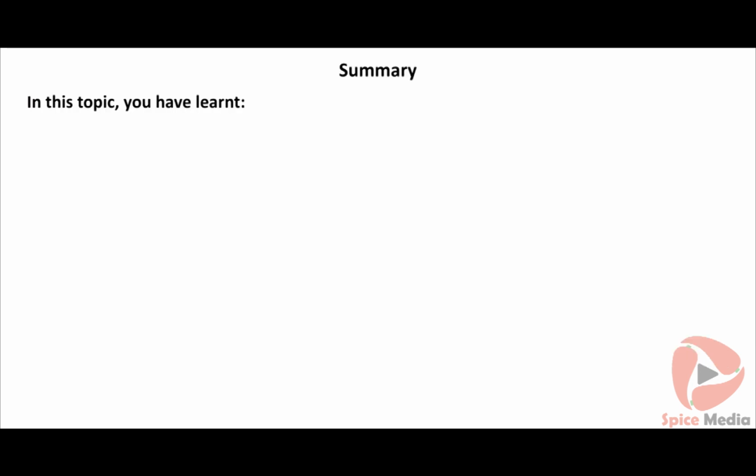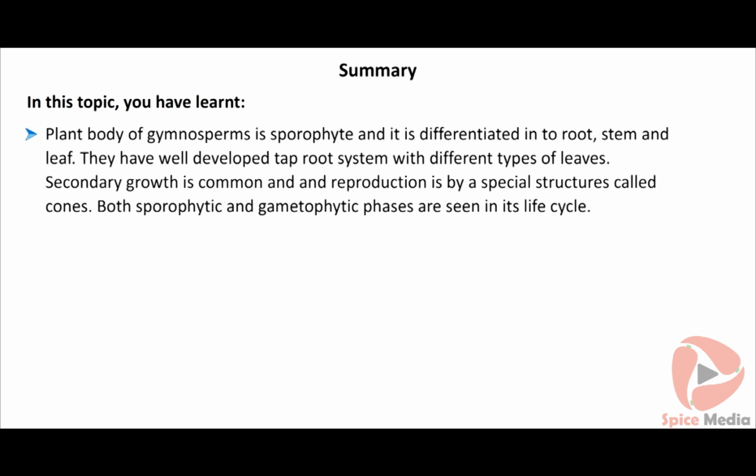In this topic, you have learnt the plant body of gymnosperms is a sporophyte and it is differentiated into root, stem and leaf. They have a well-developed taproot system with different types of leaves. Secondary growth is common and reproduction is by a special structure called cones. Both sporophytic and gametophytic phases are seen in its life cycle.